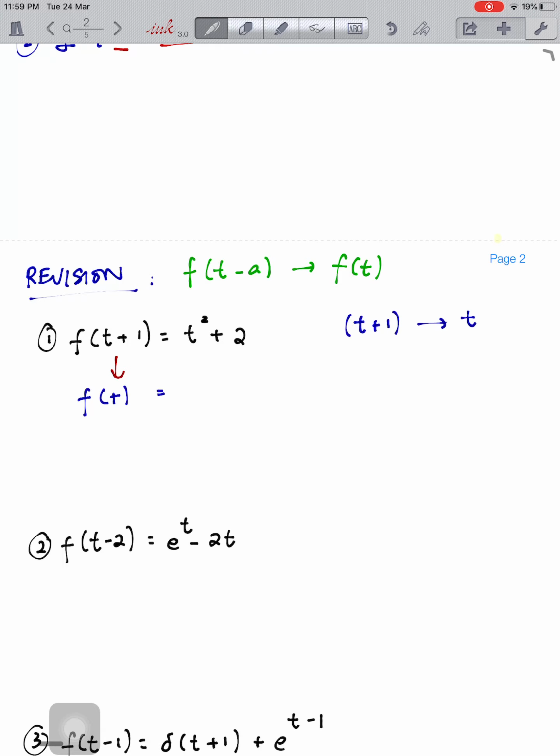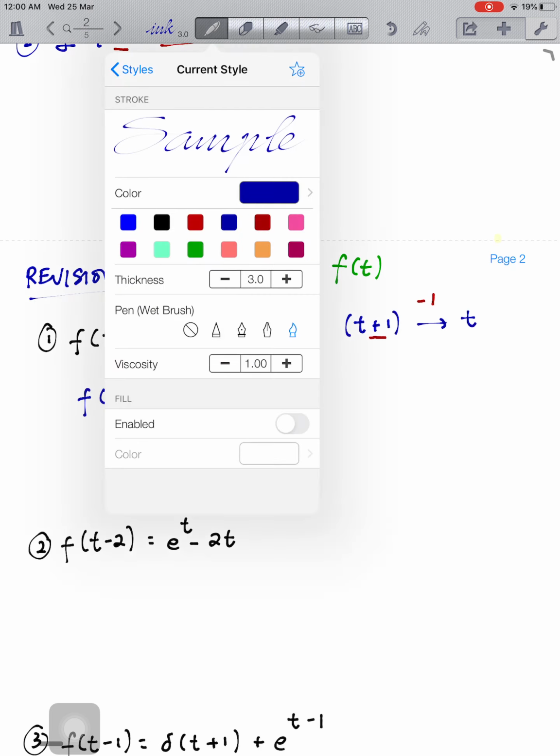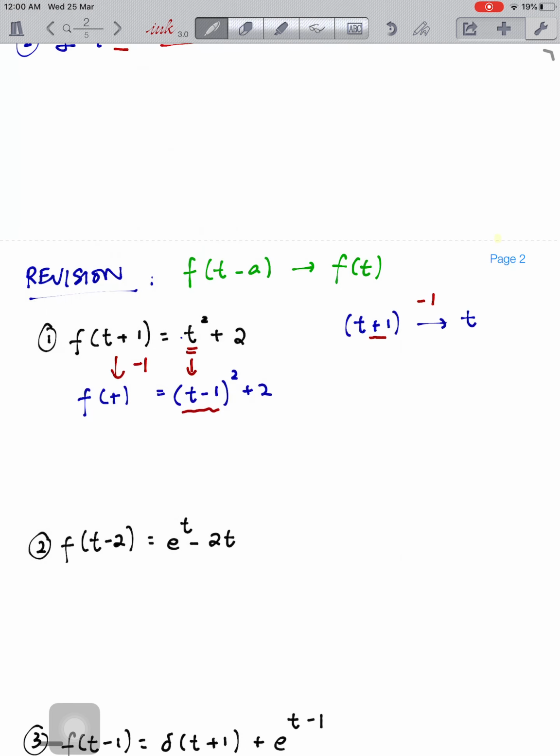So the idea is that how we are supposed to convert t plus 1 to t is we are going to add a constant. So how do I get rid of the plus 1? What I have to do is minus 1. So in this function, every single time I come across t on the right hand side of the function, instead of using t, it will be replaced by t minus 1. So this is going to be t minus 1 squared plus 2, right? The t's are going to be changed to t minus 1 because I wanted t plus 1 to become t.